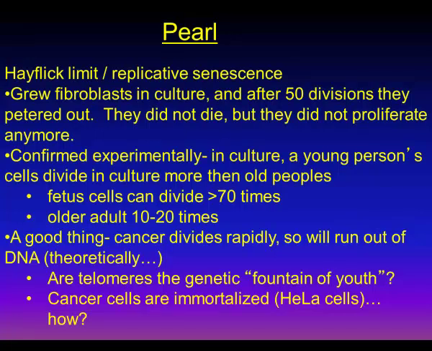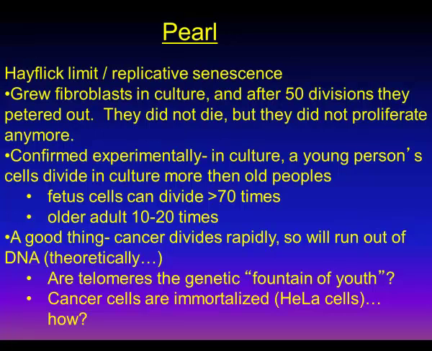And this has actually been confirmed experimentally many times. And one thing that's really interesting is that the rate of cellular division actually slows down according to human age as well. So a young person's cells divide in culture more often than do those of older people's. So for example, a fetal cell can divide about 70 times, and in an older adult, the cells only divide 10 or 20 times. And on average, we use around 40 to 50 cellular divisions for a typical cell.